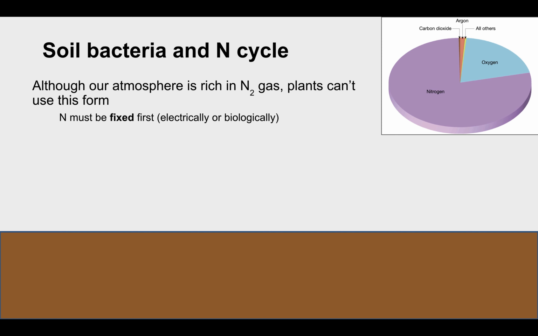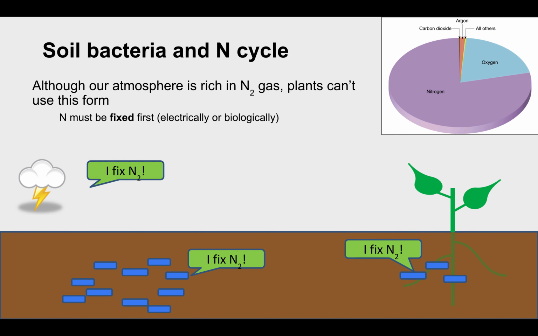And so there are a couple of different ways that nitrogen can be fixed. One is actually by lightning. Lightning can fix nitrogen. It's really cool that lightning can do this, but it's not super useful because lightning is sparse. The other way that nitrogen can be fixed is through bacteria. Bacteria that live in the soil can fix nitrogen on their own, or they can fix nitrogen when they're associated with the roots of a plant.